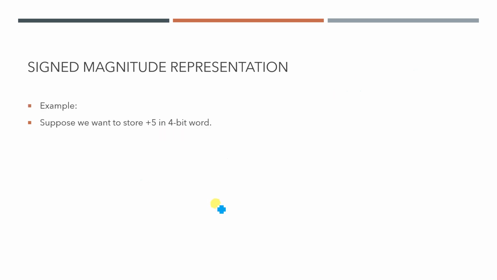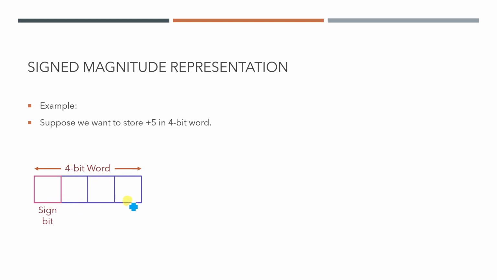Okay, so now let's begin. Suppose I want to store plus 5 in a 4-bit word. So suppose the 4-bit word is given. We know that this is the sign bit and this will be the magnitude. I want to represent plus 5, so you have to convert 5 into its binary equivalent. The binary equivalent of 5 is 101. I don't want to discuss how it comes; you know all these things.